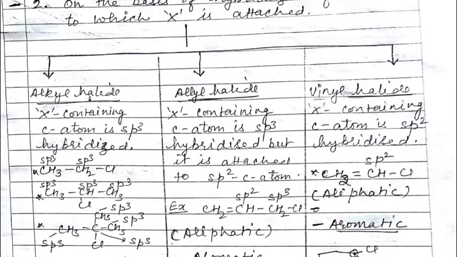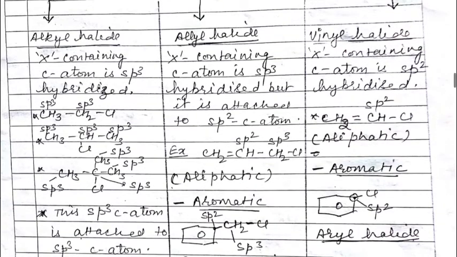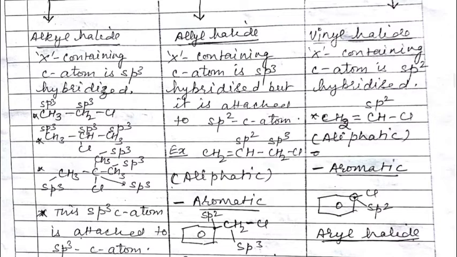Alkyl halides are those halogen derivatives in which halogen containing carbon atom is sp3 hybridized. Means the carbon atom to which halogen is attached, that carbon atom is sp3 hybridized. Look at this molecule chloroethane. This carbon atom is sp3 hybridized and chlorine is attached to this carbon atom. So this is called as alkyl halide, and furthermore for alkyl halide one more condition should be fulfilled.